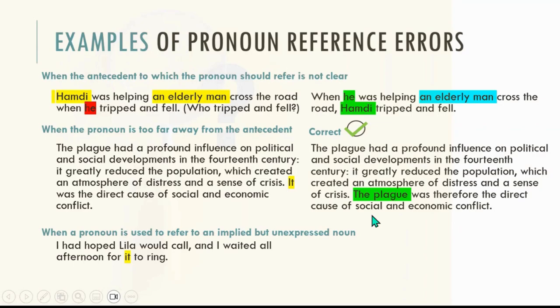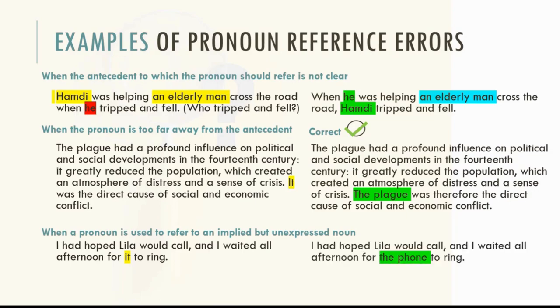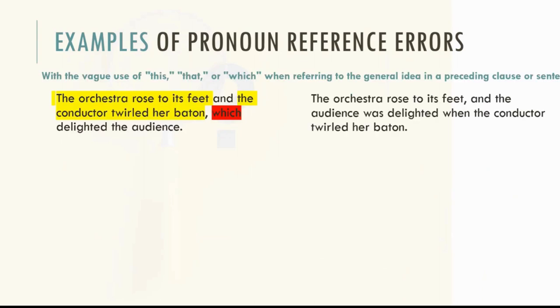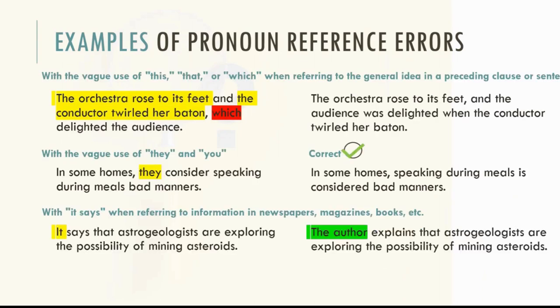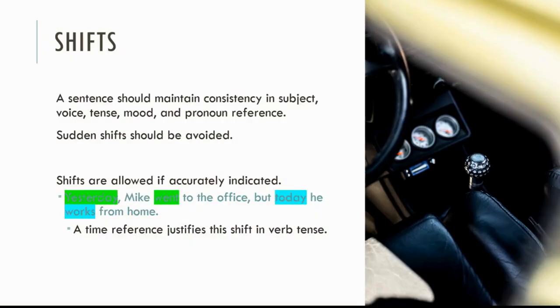Sometimes the noun is not even in the sentence. I had hoped Lila would call and I waited all afternoon for it to ring. It didn't say that I waited all afternoon for the phone to ring. And there are some other ones here that you can review on your own.